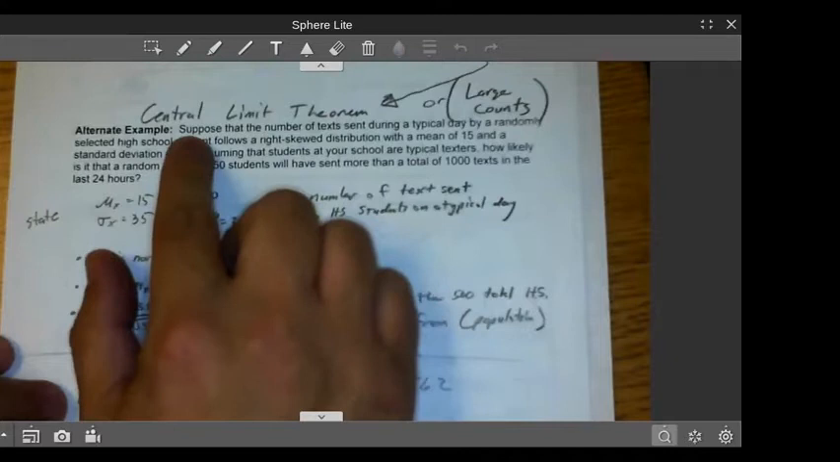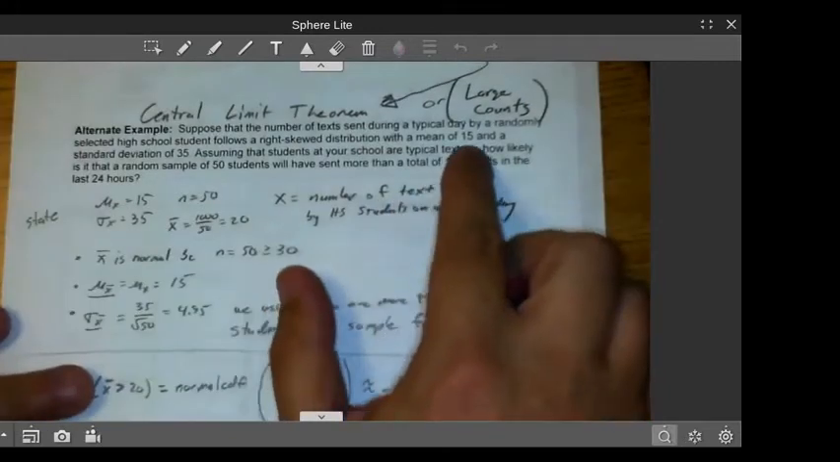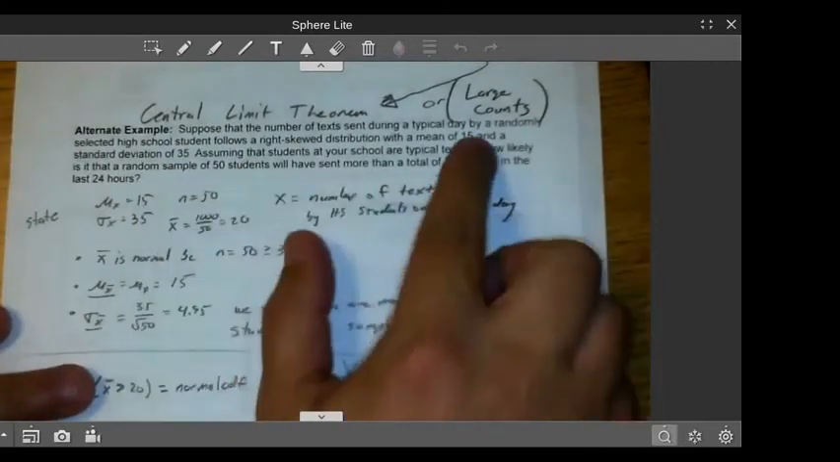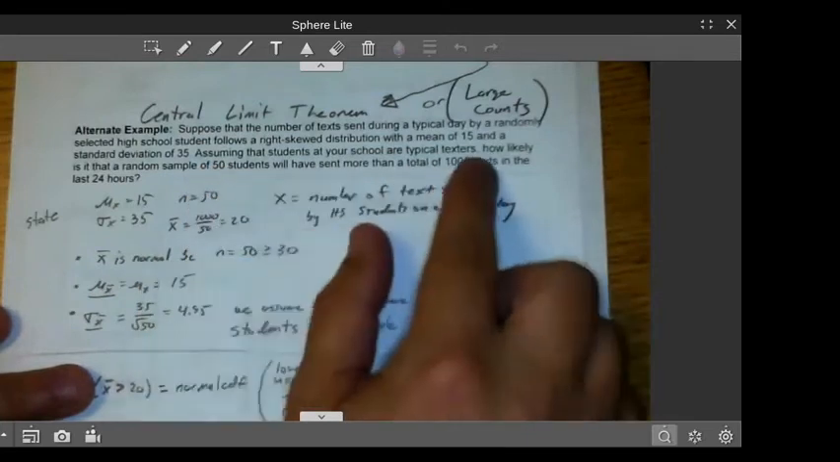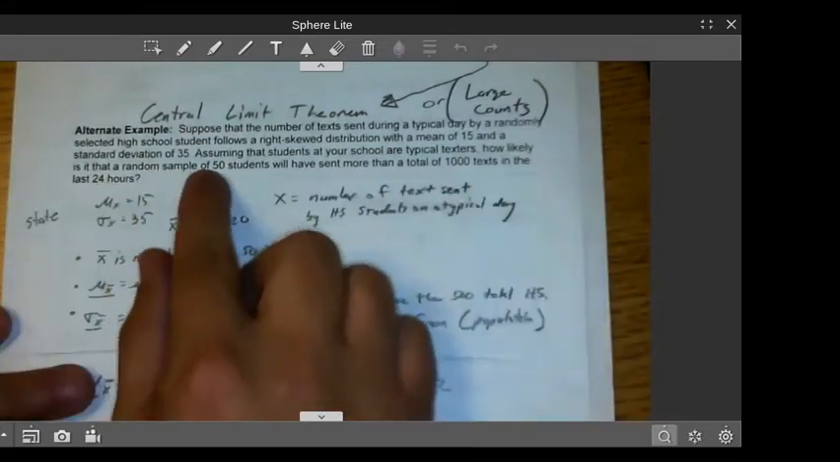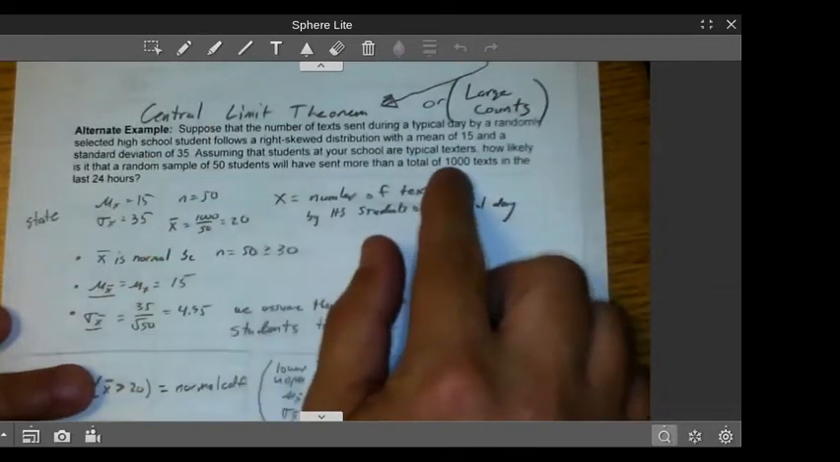So now we got a problem. Suppose that the number of texts sent during a typical day by randomly selected high school students follows this mean and standard deviation. I bet you it's higher now. This is a 7-year-old problem. Assume that the students at your school are typical texters. How likely is a random sample of 50 students to text more than 1,000 texts in the last 24 hours?